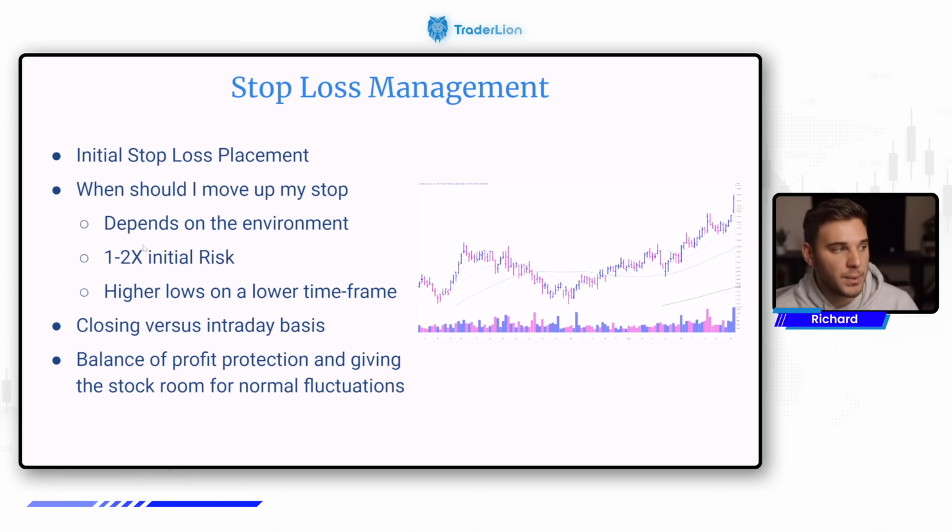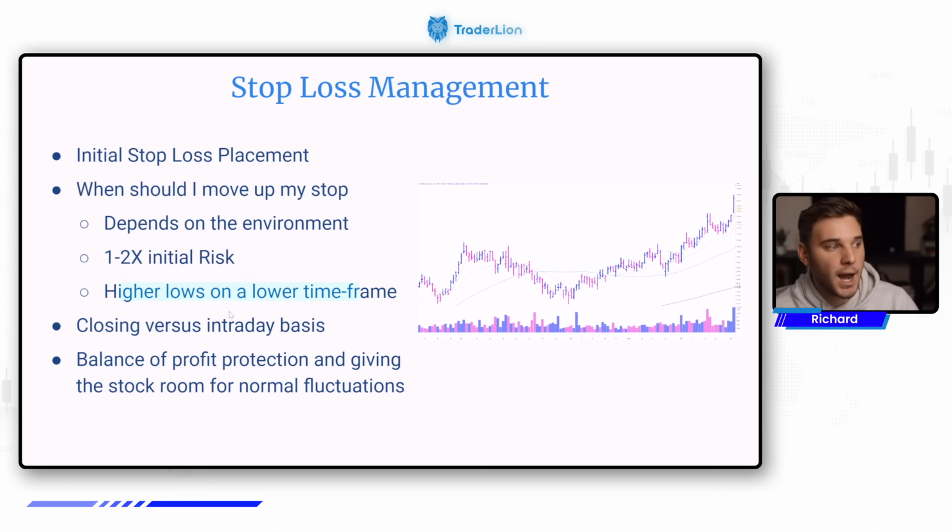However, a good rule of thumb is that once you've got a profit of 1 to 2 times your initial risk, so if your initial stop loss was 4% below your buy point, and the stock moves up 4% to 8%, which is 2x that initial 4% loss, that's a good point to move up your stop to break even.